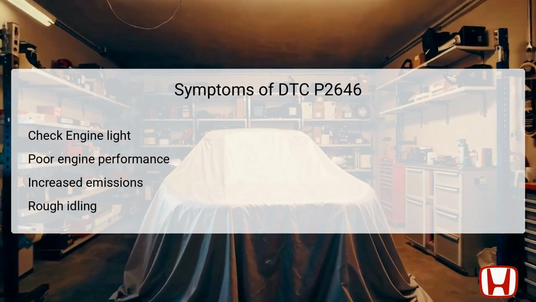pressure. The most immediate sign is usually the illumination of the check engine light, alerting the driver to a potential issue needing attention. Additionally, drivers may experience poor engine performance, such as reduced power, stalling, or sluggish acceleration. Increased emissions may be noted as the engine can't optimize its fuel-air mix, leading to inefficiencies. Lastly, rough idling can occur as the engine struggles to maintain consistent speeds, indicating a problem with the VTEC system's operation. Addressing these symptoms promptly is crucial to avoid further engine damage.